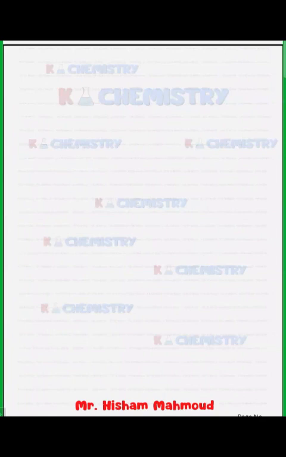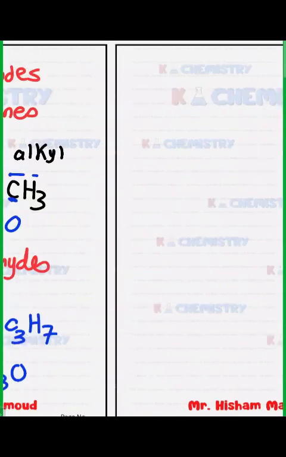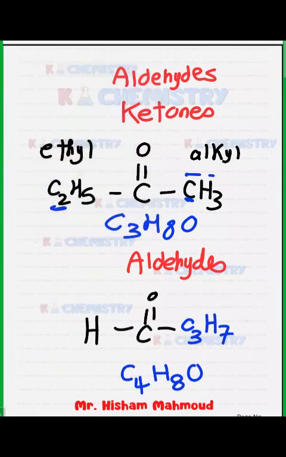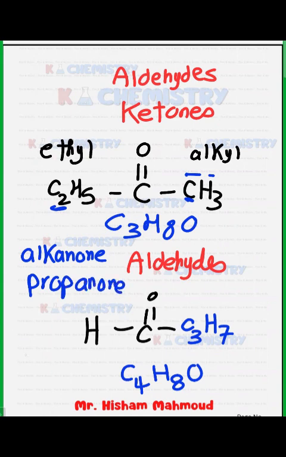So that was almost all the ideas, but I just need you to know the names. Also, you are not required to know the names, but a ketone is an alkanone. So a ketone that has 3 carbons is a propanone, for example. And an aldehyde is an alkanal. So it is a propanal if it has 3 carbons.